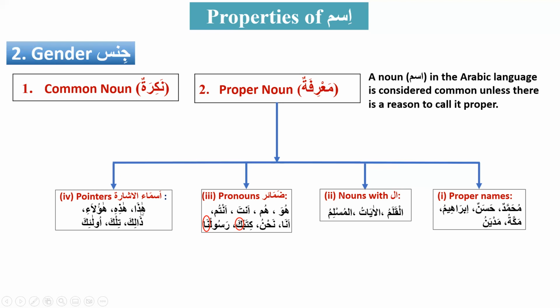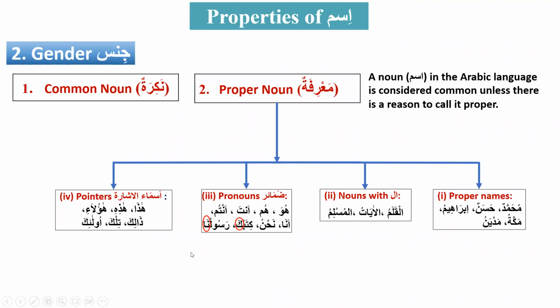So this is for things which are near. But if the thing is far, then you say zalika. Zalika means that. Haza means this. Tilka also means that. So zalika and tilka have the same meaning, but zalika is for masculine and tilka is for feminine. Similarly, same as haza and hazihi. And ulaika is the plural for both zalika and tilka. So ulaika can be used for masculine or feminine. It does not matter.